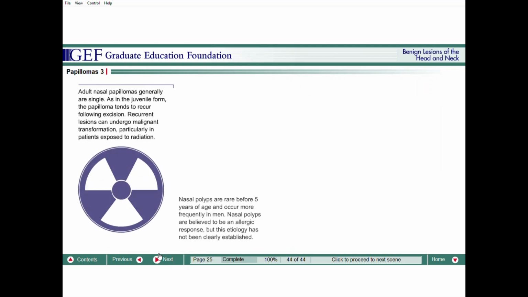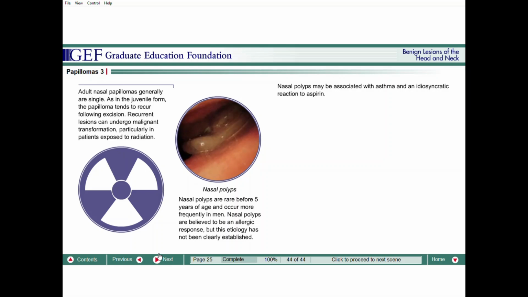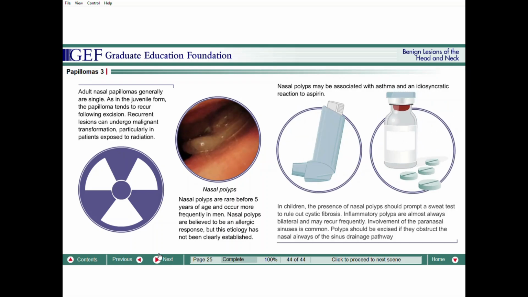Adult nasal papillomas generally are single. As in the juvenile form, the papilloma tends to recur following excision. Recurrent lesions can undergo malignant transformation, particularly in patients exposed to radiation.